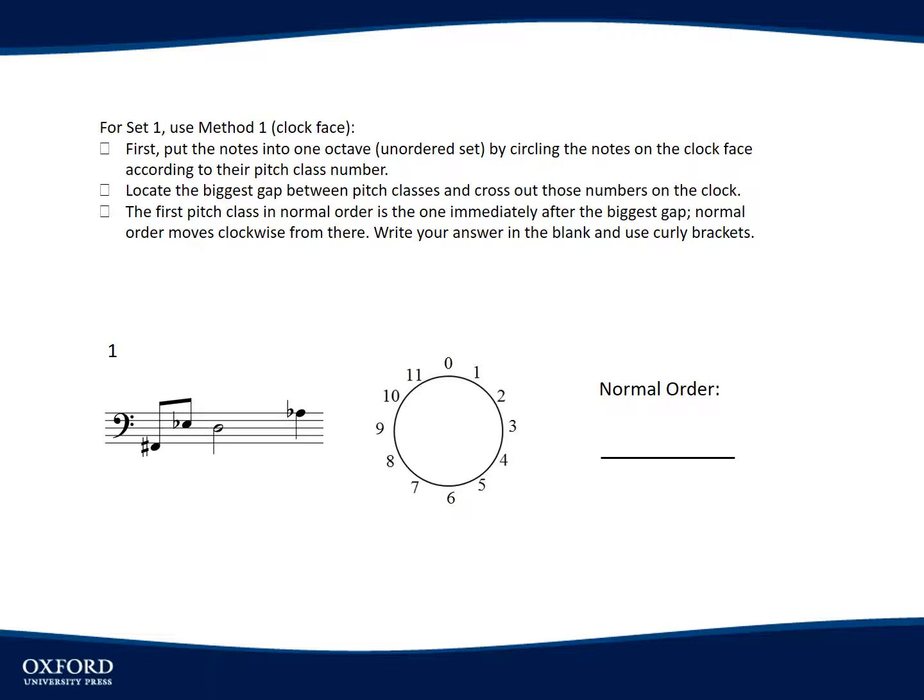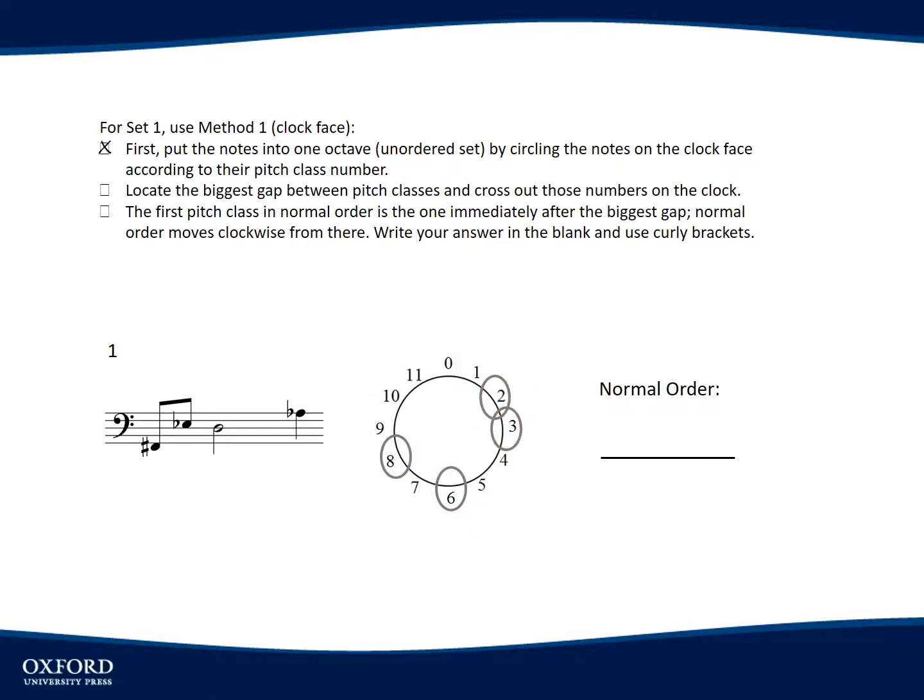We do this on the clock face by circling the pitch class numbers, remembering that C is 0, then moving up by half step from there. We can see our first pitch, F sharp, is 6, the next pitch, E flat, is 3, D is 2, and A flat is 8. Now we've completed the first step.